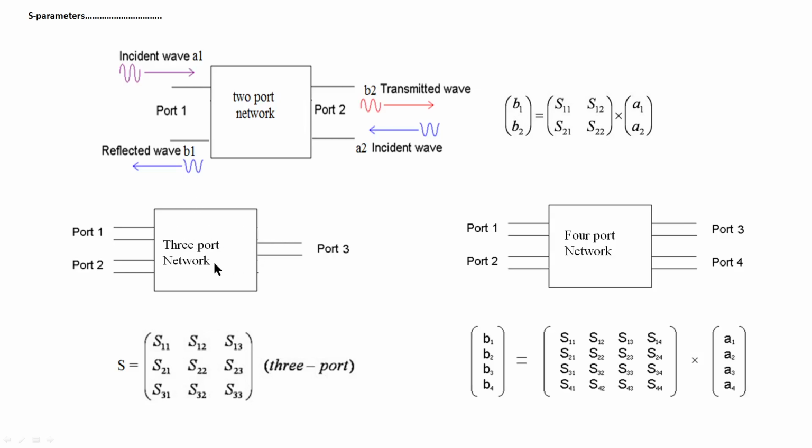Based on the number of ports, there are S parameters. For a 2-port network, 4 S parameters. For a 3-port network, 9 S parameters. And for a 4-port network, there are 16 parameters. Okay, we will see it in the next class. We will continue in the next class.